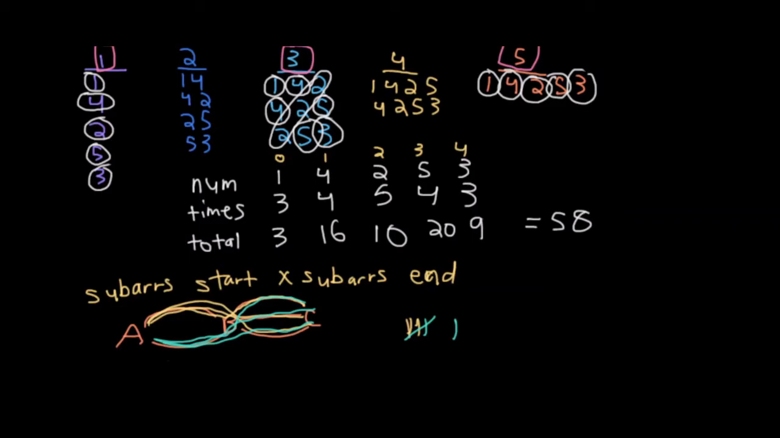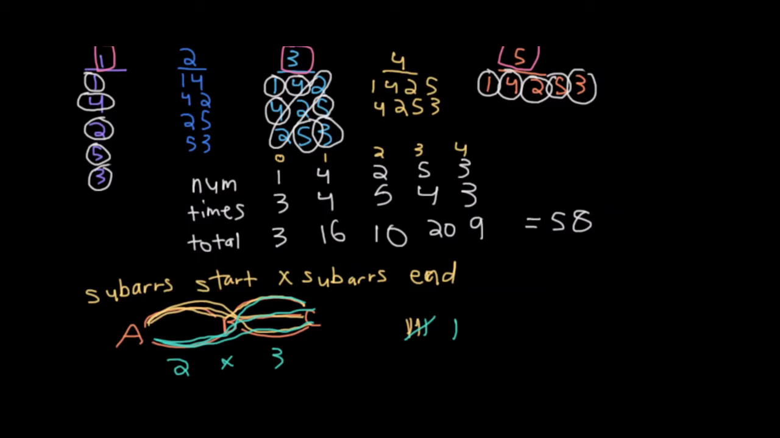Another way to calculate that is there were 2 choices from the left-hand side and 3 on the right. There were 2 choices that end at city B and 3 choices that start at city B. So it's a similar process here. We're going to look at, for each index, how many subarrays start at that index and how many subarrays end at that index. And here's how we can do that.